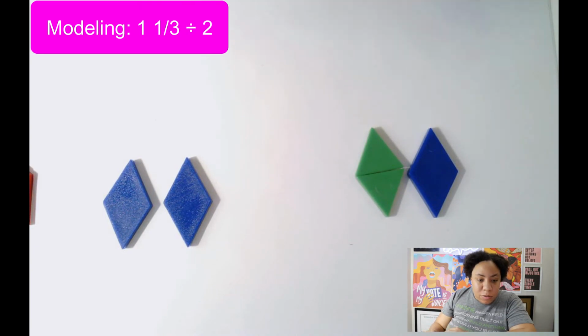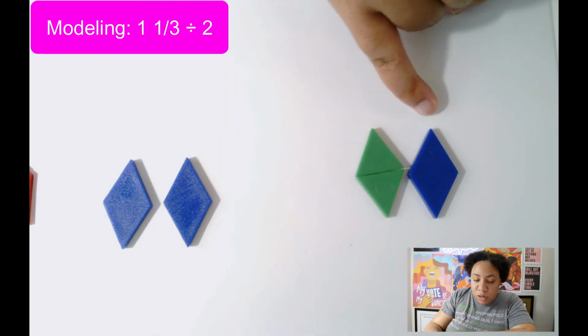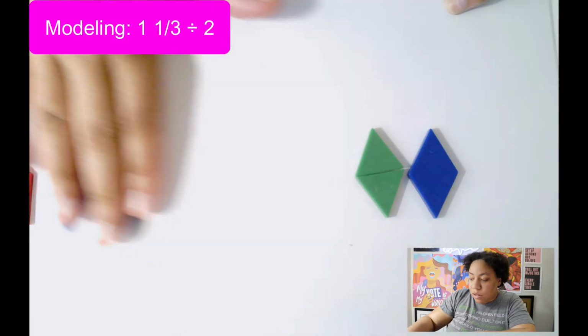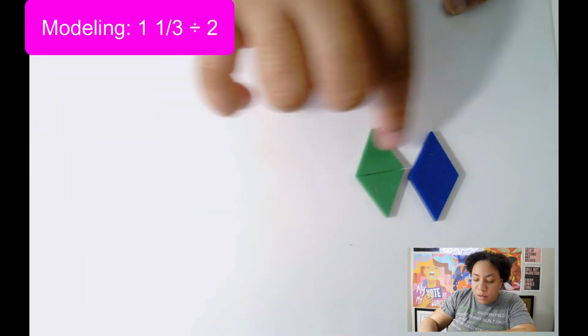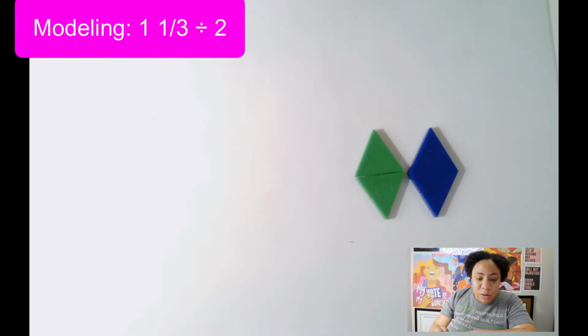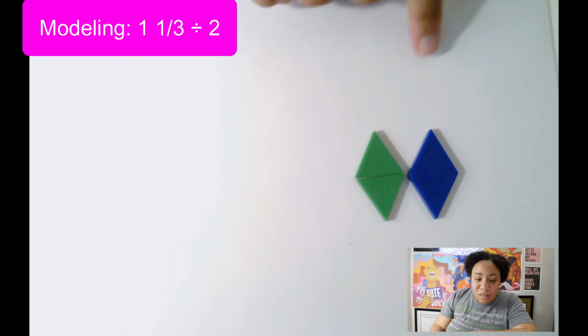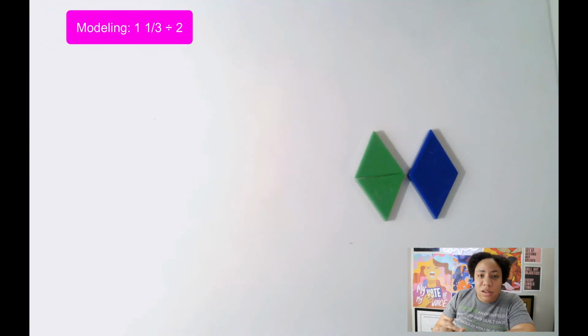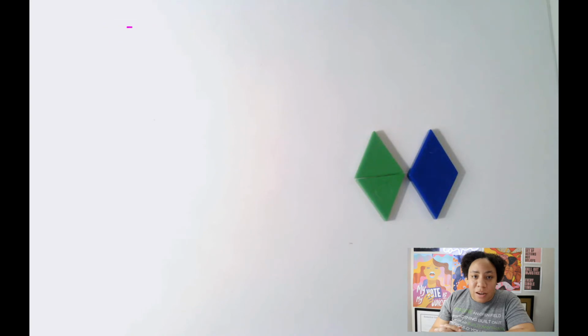All right. So what does this actually represent? Right? What does the half represent? Well, if each one of these is a third, if you have 2 of them, that represents 2/3. So what you're left over with is 2/3. So when you divide 1 1/3 into 2, you get 2/3. So students can actually see this using these pattern blocks. This is why they're such a wonderful tool for students to understand how to do fractions.